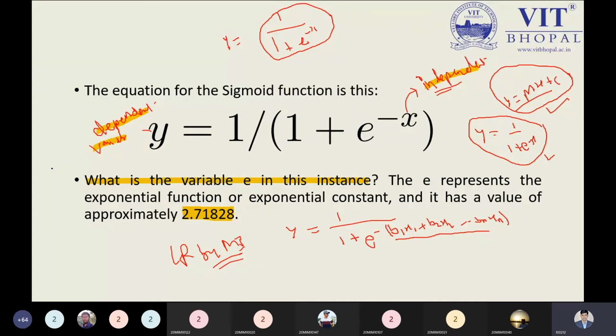Why? Because we are understanding the logistic function, and the logistic function is sometimes also known as the logistic sigmoid function. So what is the equation of the sigmoid function by which our curve or line will be represented by the S shape? That is the point.